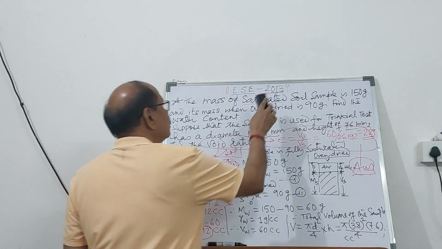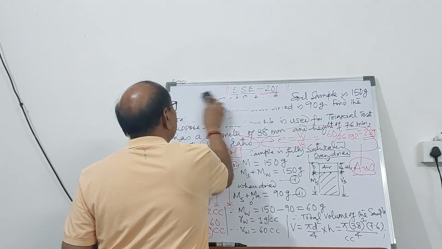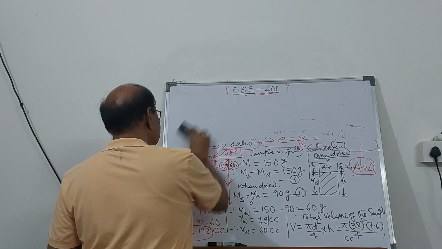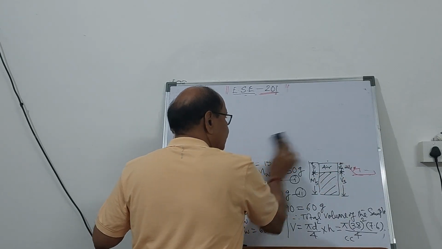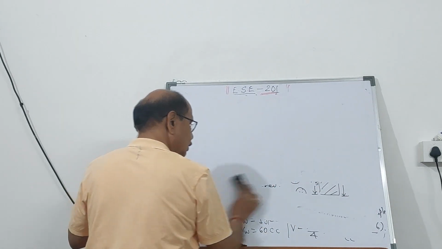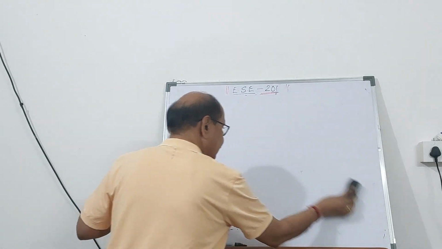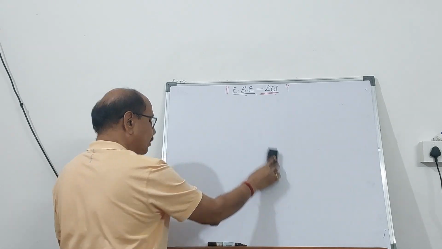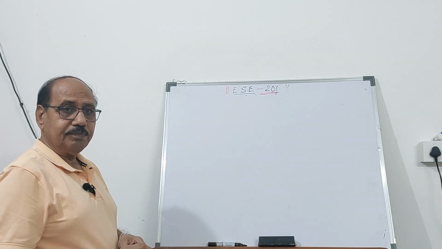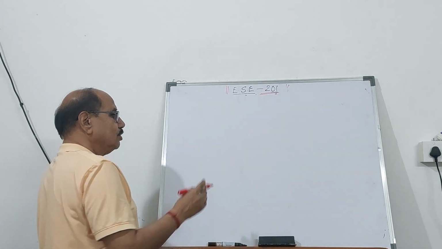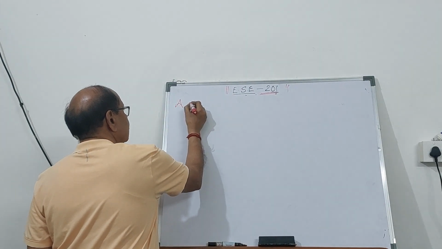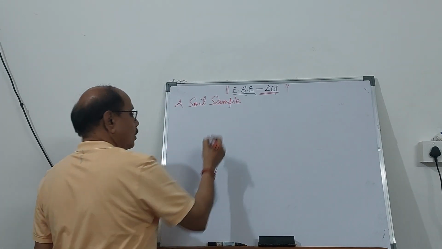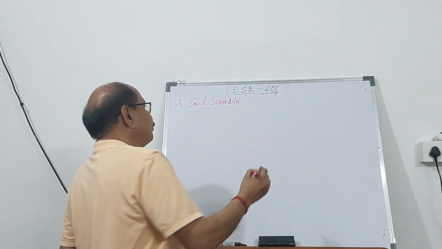There is also a problem based on the basic relationship and soil properties. So at undergraduate level, all of you have learned about basic properties of soil, basic relationship, three-phase diagram, etc. So a soil sample has a porosity of 40%.